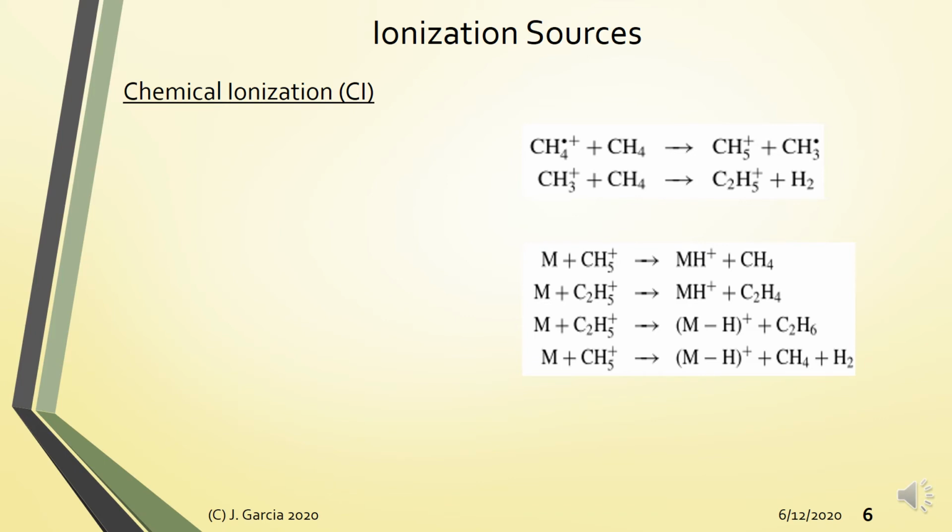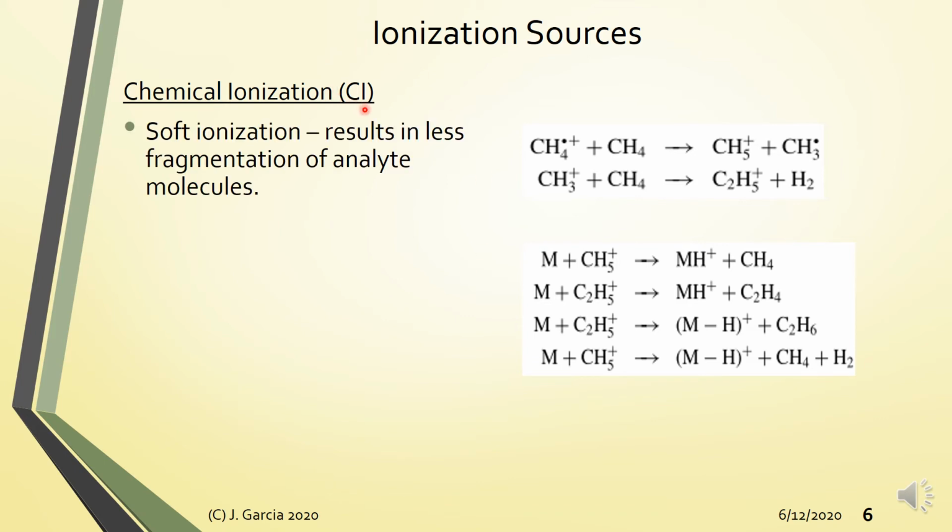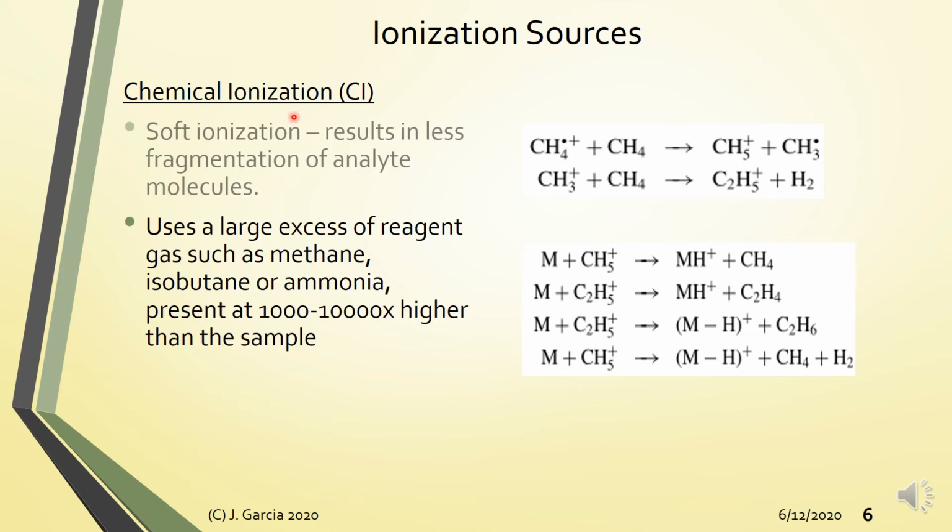Alright, so next you have your chemical ionization. Chemical ionization, in contrast to electron ionization, is a soft ionization method. When we say soft ionization method, it does not lead to extensive fragmentation of your molecule. So how do we do chemical ionization?